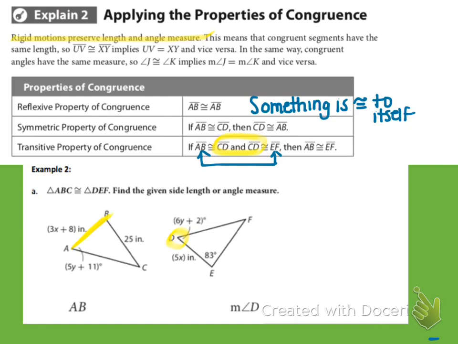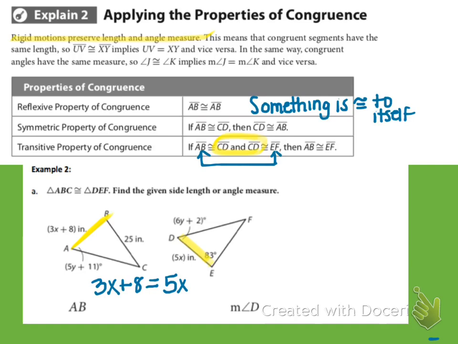So, first of all, to find the measure of segment AB, I'm going to look for AB first. I know that AB would have to go with DE. I know these two are congruent segments because of the statement, and so I know they must be equal in measure. So what I could say is that segment AB, which is 3x plus 8, must equal the other segment, DE, which is 5x. And that gives us a pretty simple equation to solve.